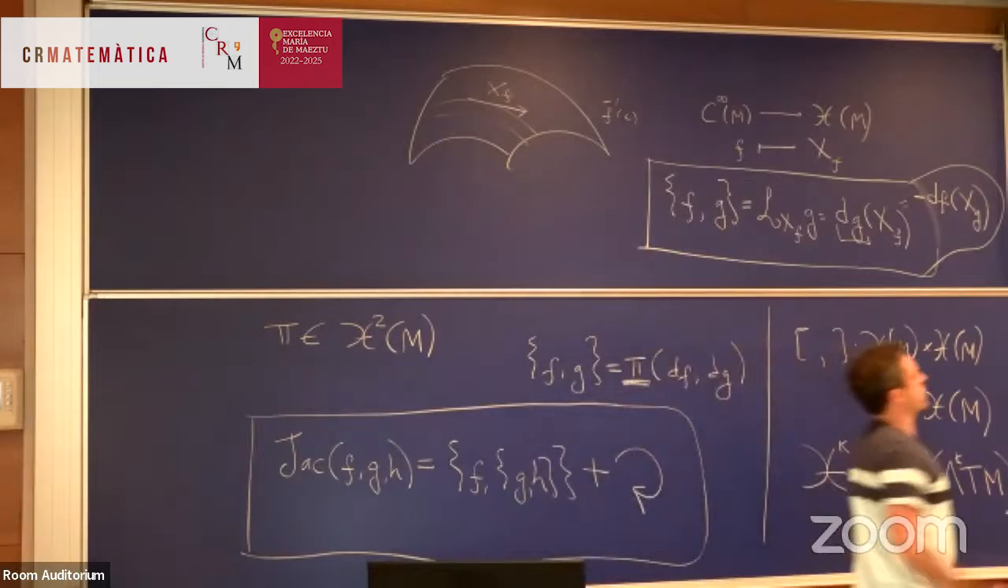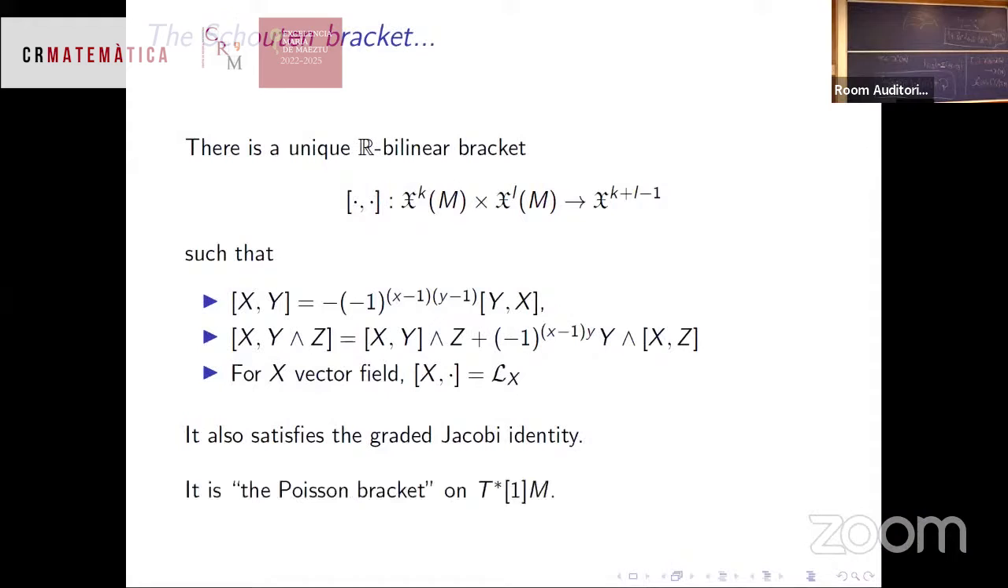There's some kind of graded skew symmetry and some graded Leibniz condition. If one of your entries is a vector field, then this is just the usual Lie derivative. So if you put a function here, it's just the Lie derivative, and if you put a vector field here, it's just the commutator bracket. But you extend this to all multivector fields. Actually, there's an interpretation of this bracket as the Poisson bracket on a graded or super space. So it's a very natural object.